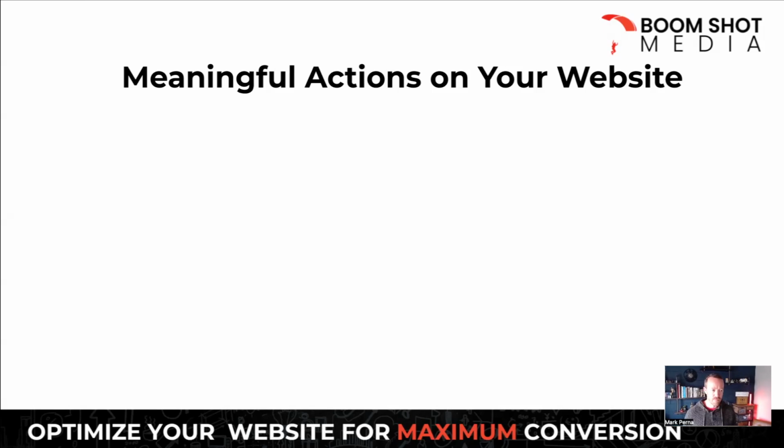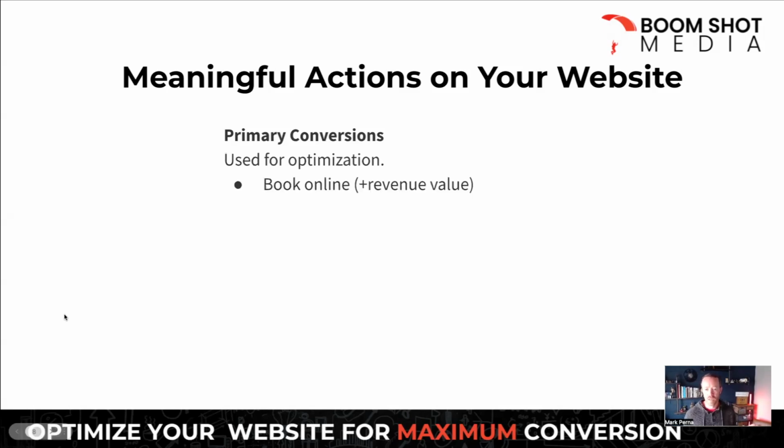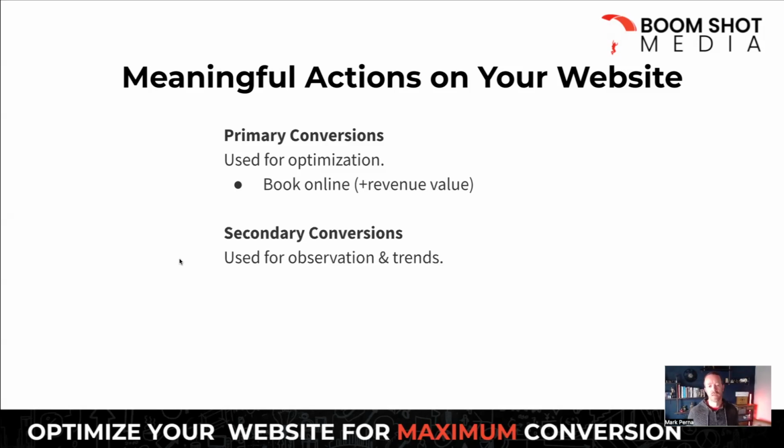And so we want to talk about primary and secondary conversions. Primary is just your revenue maker. We use that for optimization, right? So when someone books online, we can either estimate that revenue value or we can report it back directly. So that's our number one, right? But then there's also secondary stuff that leads into that. We call these higher funnel conversions.